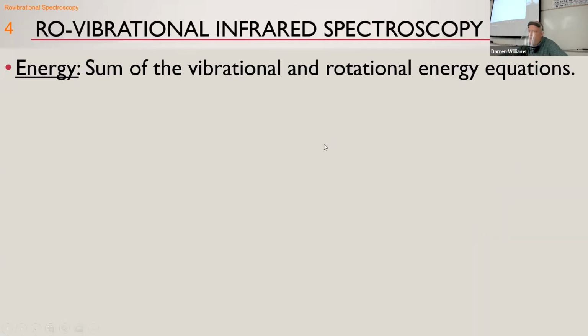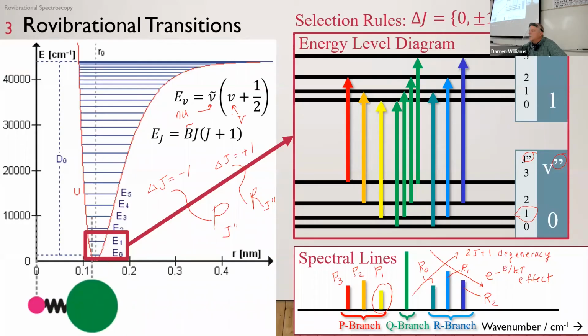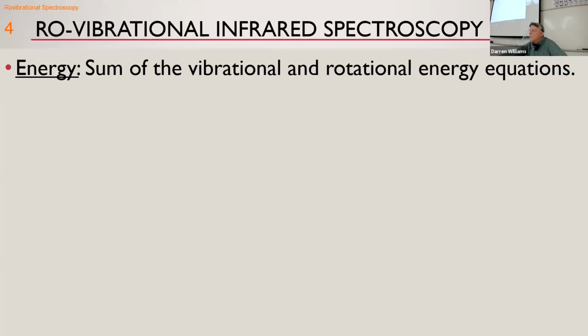So now let's summarize. I've shown you the graphical information, with the energy level diagram and the spectrum. So let's look at the math. Let's look at the transition equation. So this is a summary.